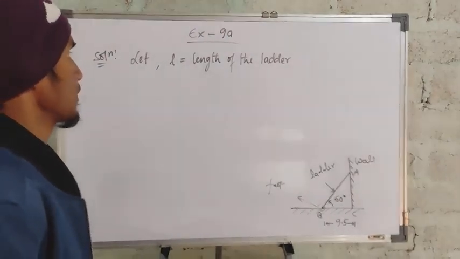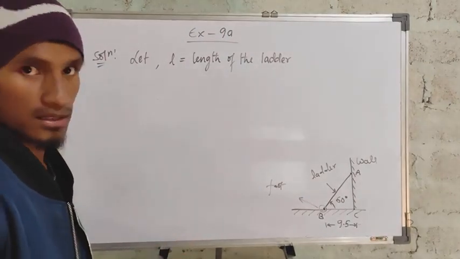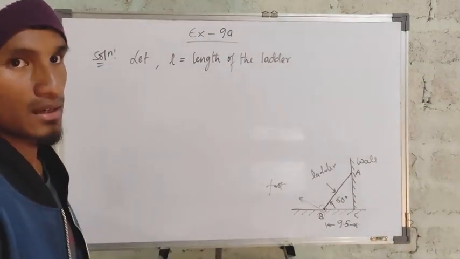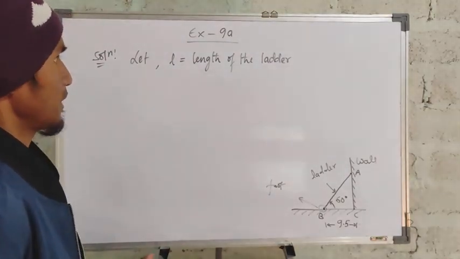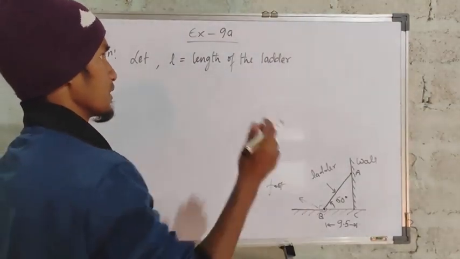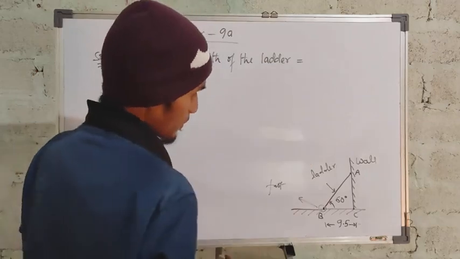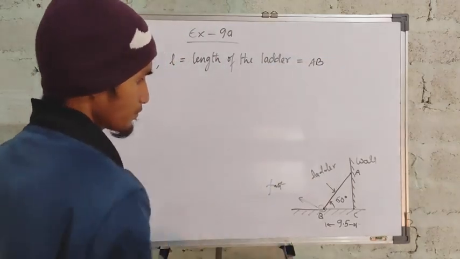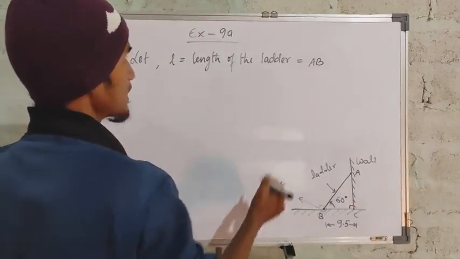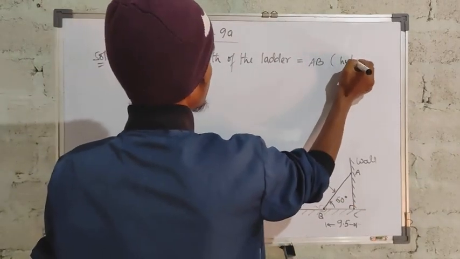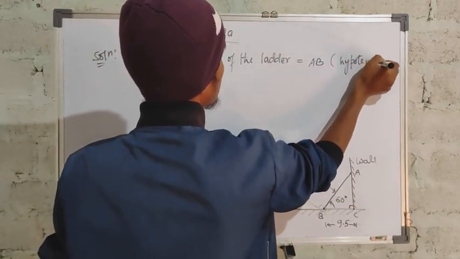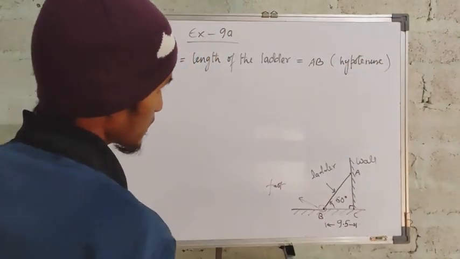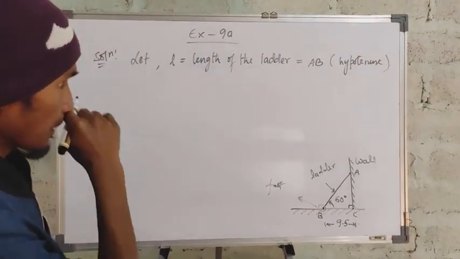If you ask what is the height of the wall, let H be the height of the wall. If you ask what the distance, let B be the distance. If you ask length, let L be the length of any object. Okay, length of the ladder, from the figure, ladder is equal to AB. Now obviously this will be the hypotenuse, right? From the diagram, this AB is the hypotenuse.